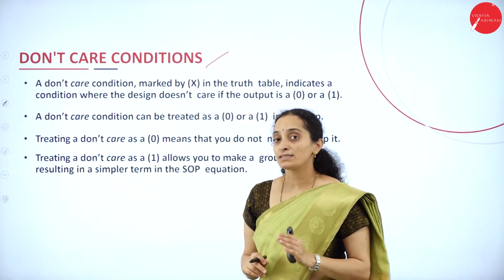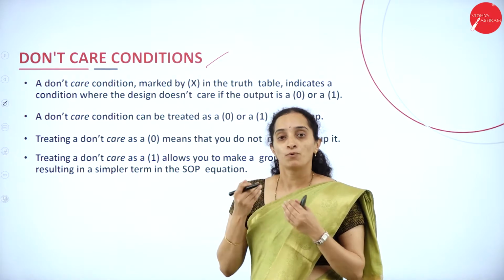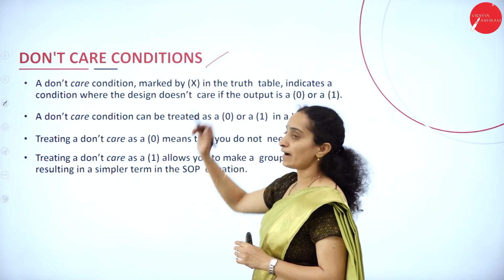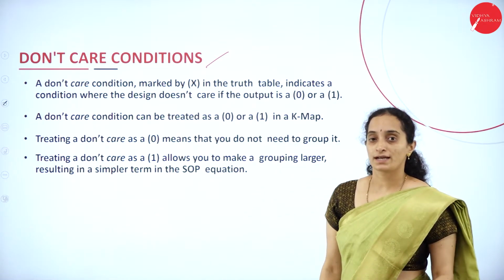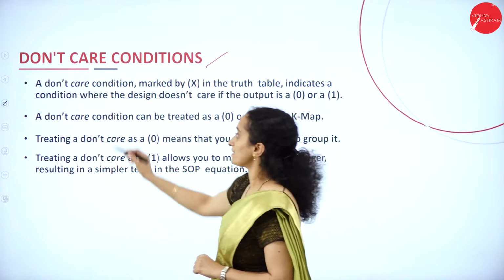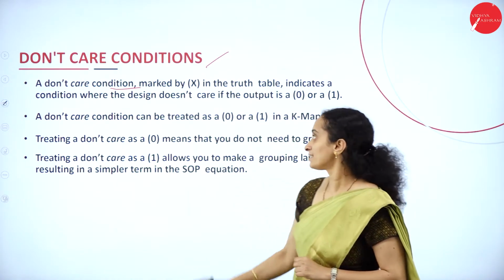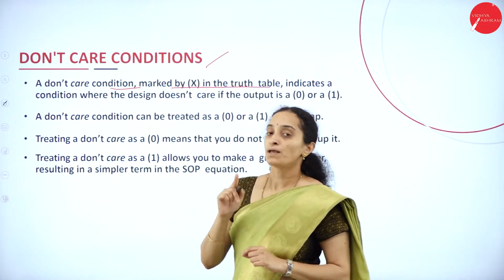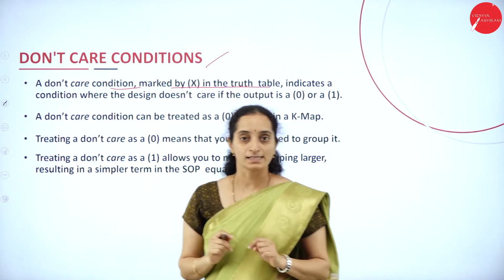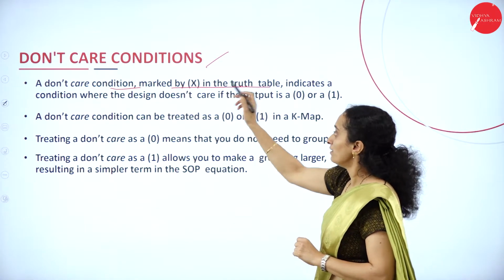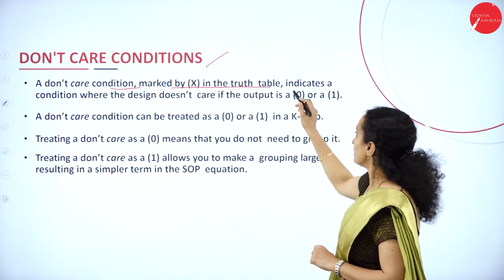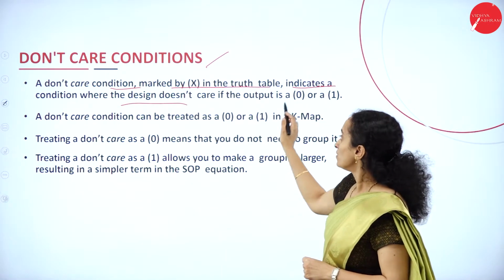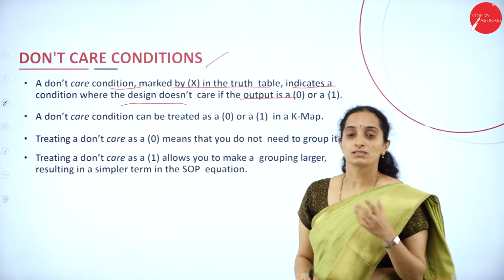So to get a more simplified expression, we are using a special don't care condition. What is this don't care condition? A don't care condition is marked by X in the truth table. We fill all the unfilled cells in the coordinate map table with the X mark, which indicates a condition where the design doesn't care if the output is 0 or 1.